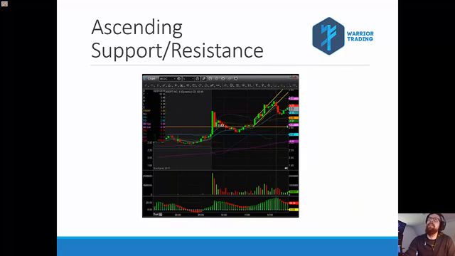So you can see here on BIOC how we've kind of got this channel that the price is working inside of. It's especially strong on the bottom trend line, but it's broken a couple times on the top.